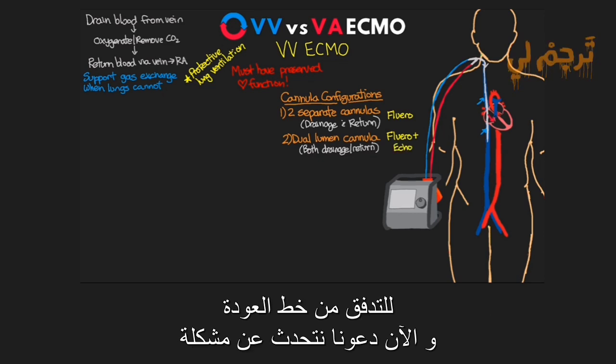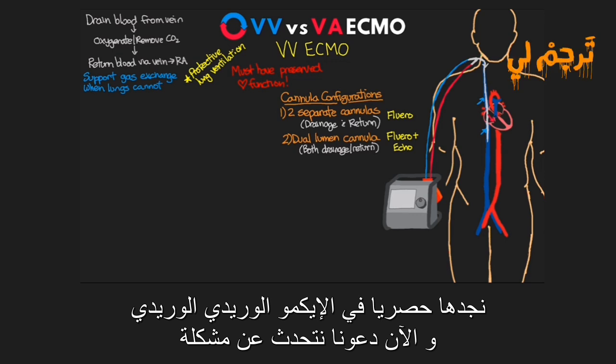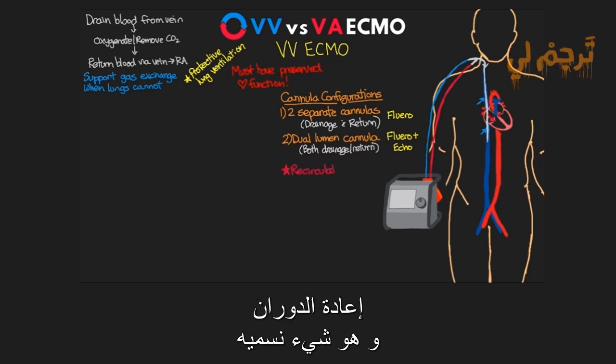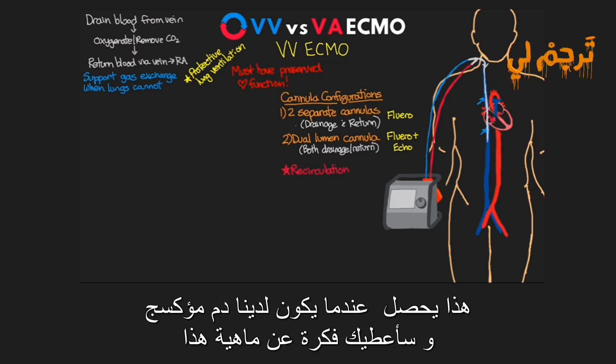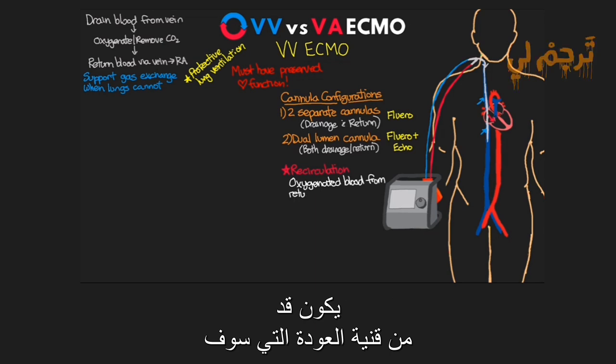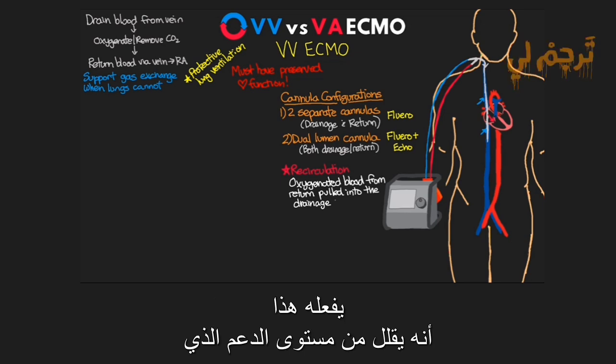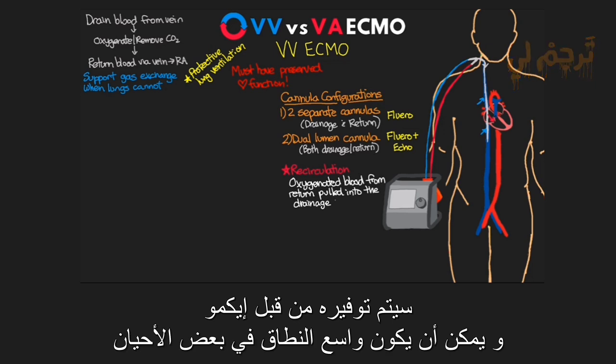So now let's talk about a problem that we find that's exclusive to VV ECMO, and it's something that we call recirculation. So to give you an idea of what this is, it's when oxygenated blood from the return cannula is pulled into the ECMO circuit by the drainage cannula. And effectively what this does is it decreases the level of support that's going to be provided by the ECMO, and it really can be extensive in some cases.